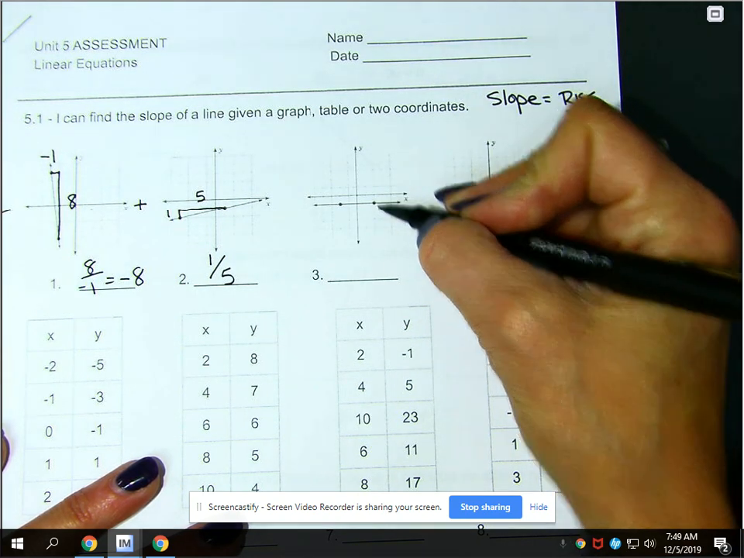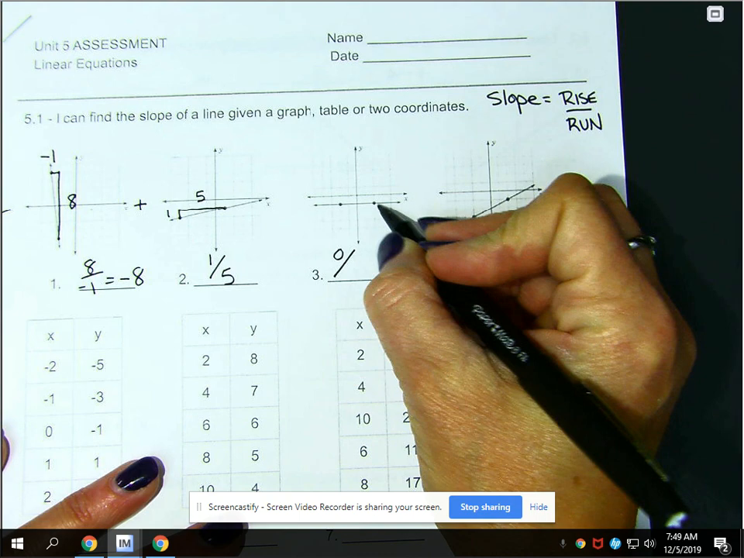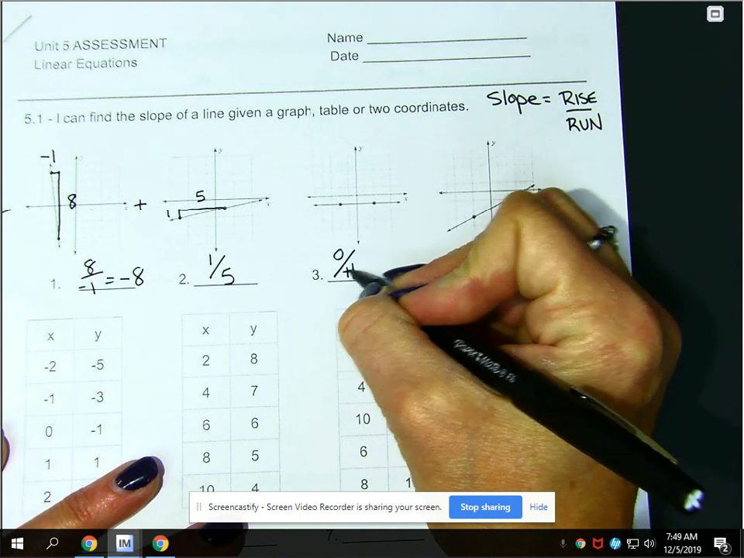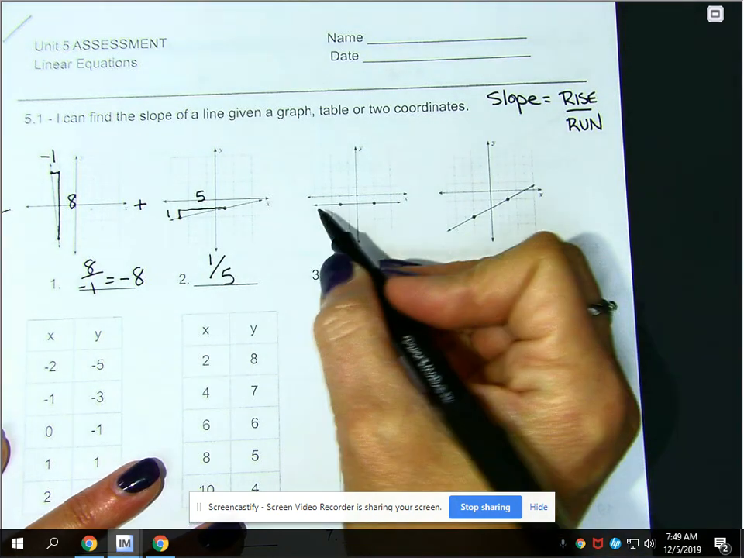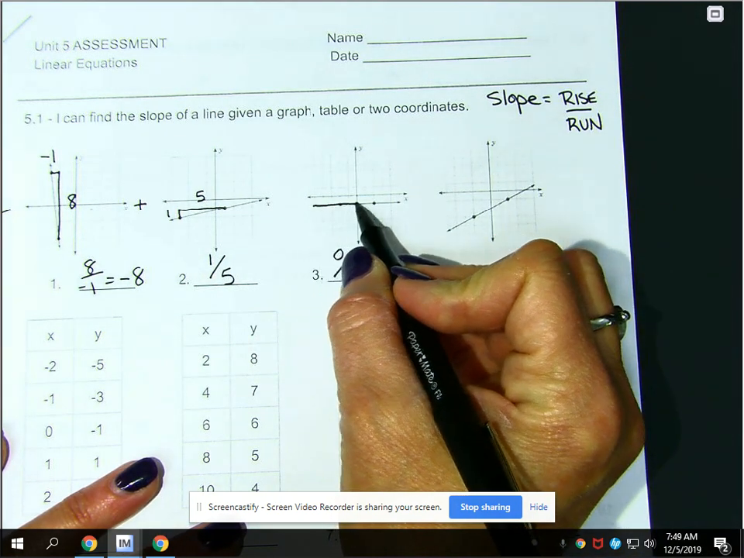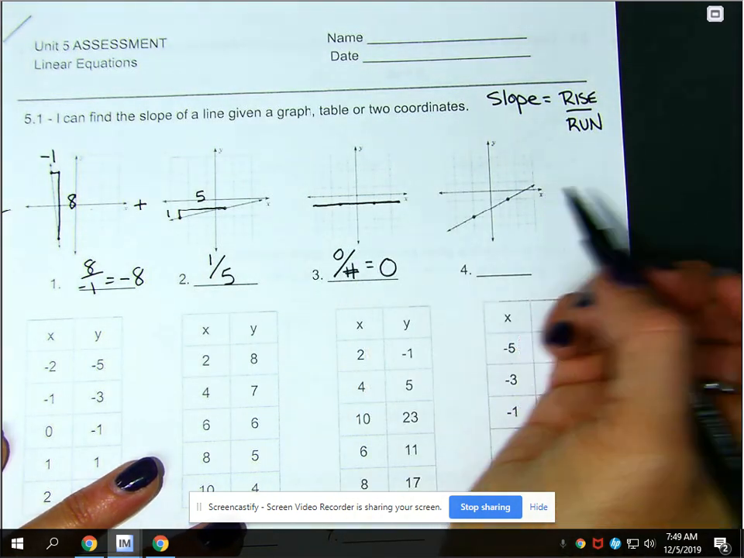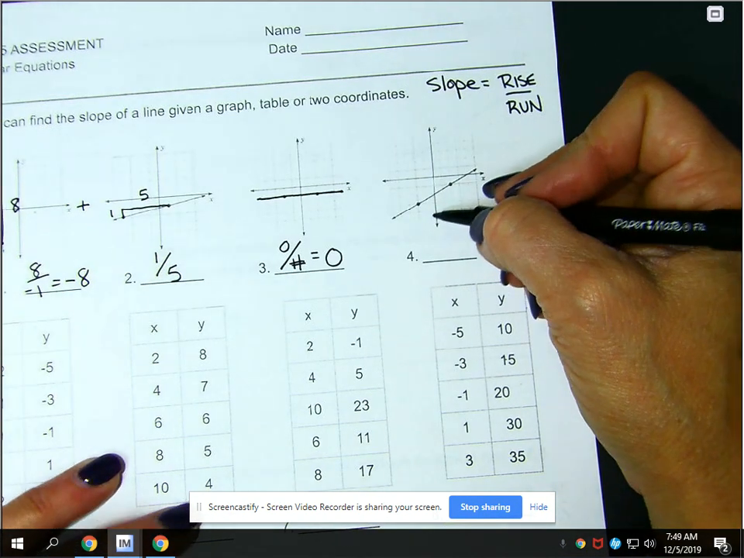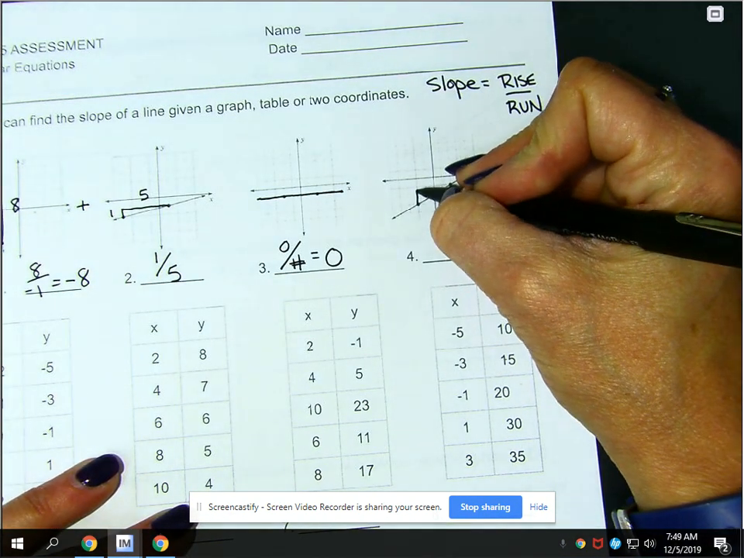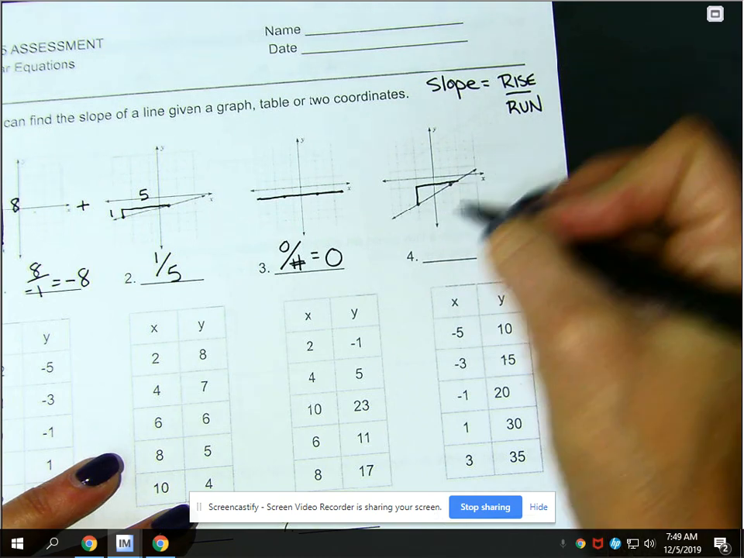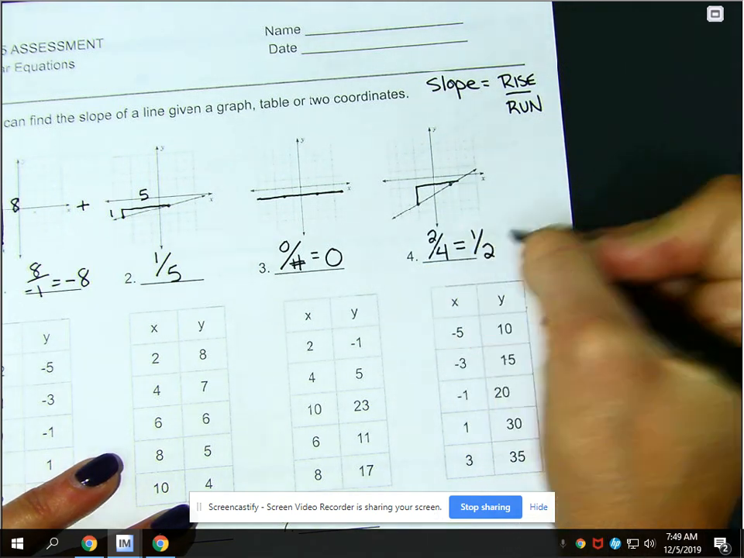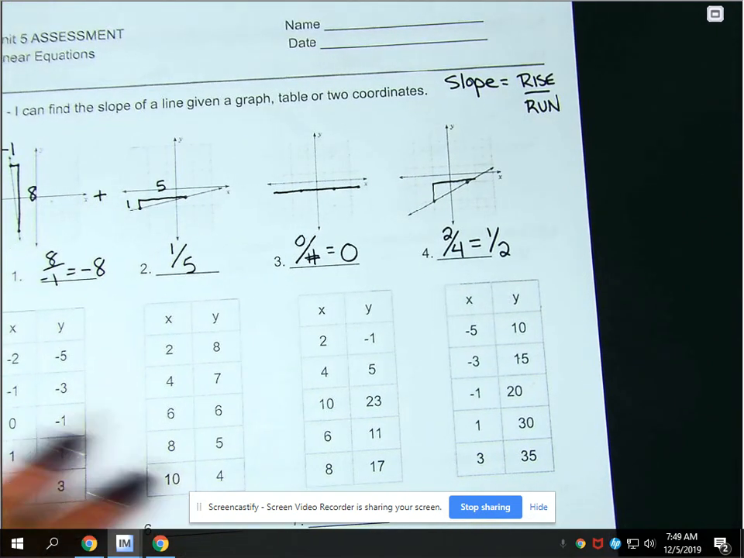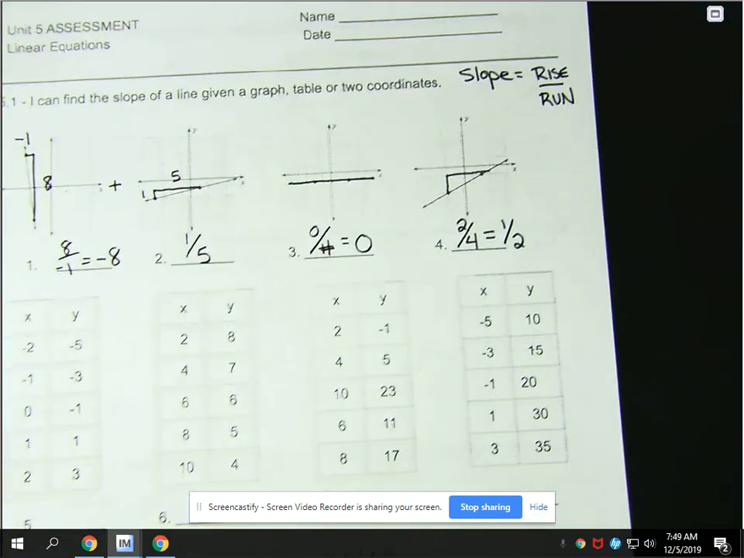Your rise is 0. Your run is, who cares? It's a number. It doesn't matter because your slope is 0. Just like if you're walking on the floor, there's no slope. You're just walking. And then last but not least, for this one, your rise is 2 and your run is +4. +2 over +4. Make sure you always simplify your slopes. All right, that's finding the slope given a graph.